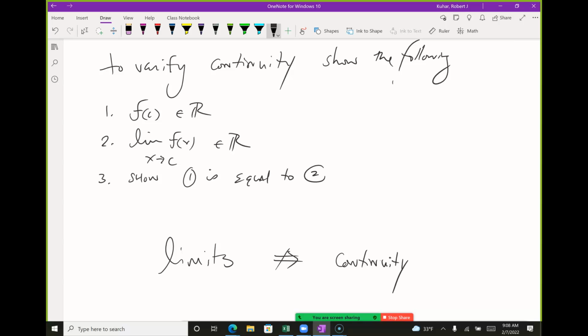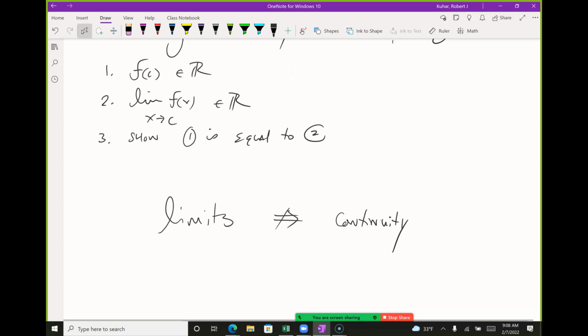Because remember, in a limit, I don't have to go all the way to C. So you can also have ones where the two different types of limits are different. Exactly. You can find two different ones, and one will be positive infinity, one will be negative infinity, or one is 1 and one is negative. That's right. Continuity does not imply differentiability.